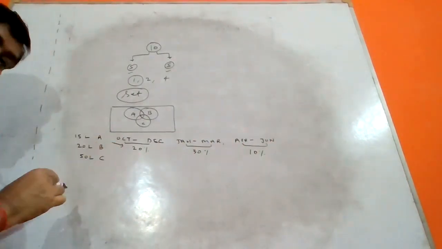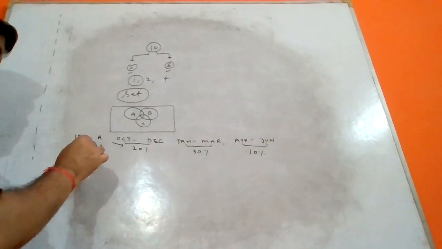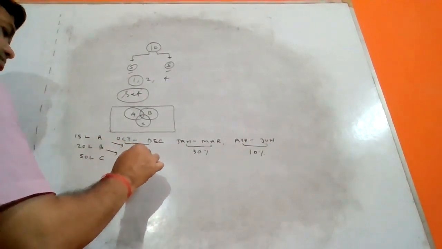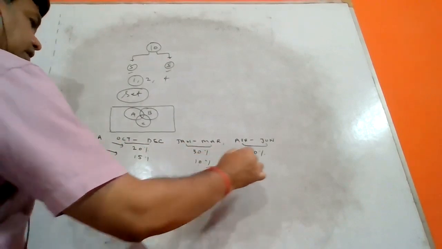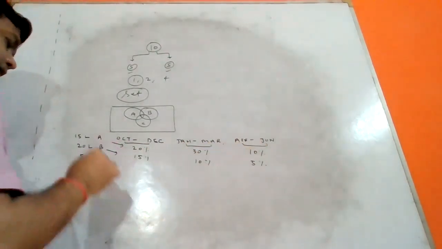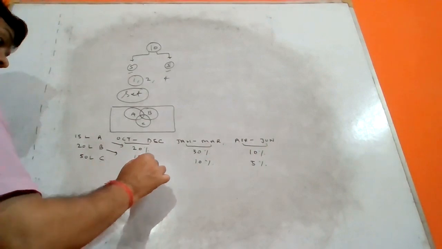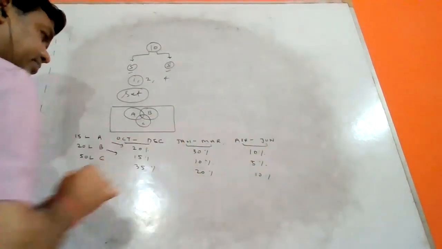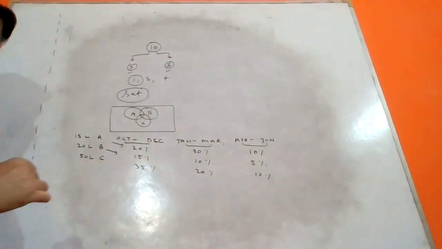For city A, this data is given. And city B, where the population is 20 lakh, has 15%, 10%, and 5%. And city C has 35%, 20%, and 10%. Right? This data is given.